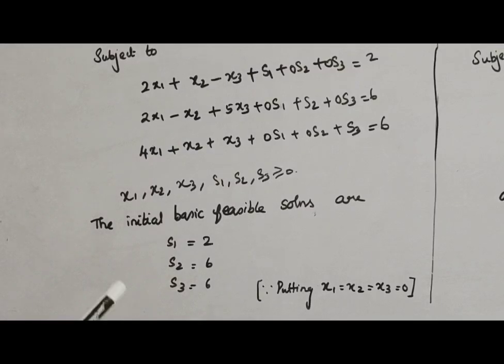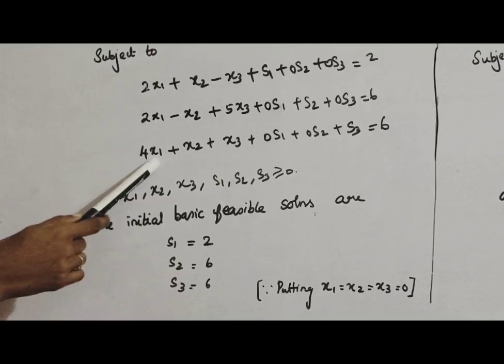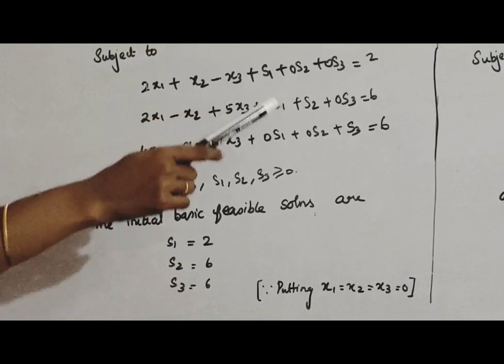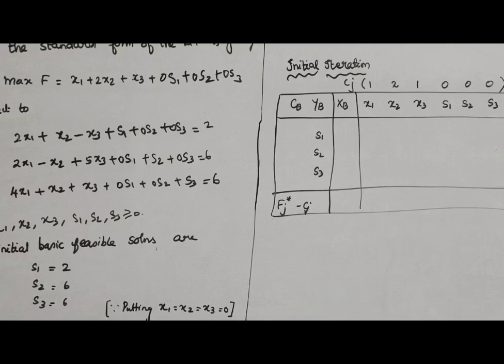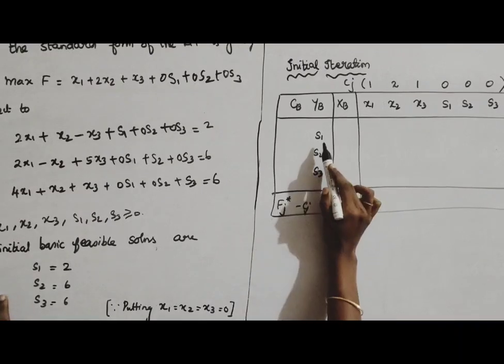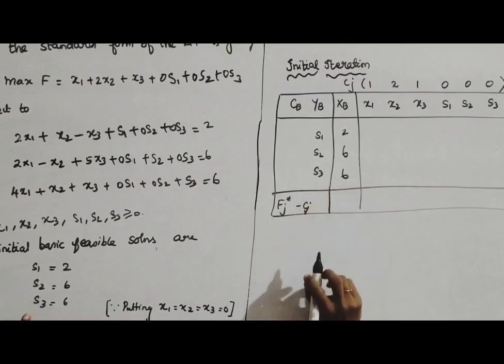Now we have to move on to the initial basic feasible solution. How do we obtain it? By putting the non-basic variables x1, x2, x3 equal to 0 in these three constraints, we get the basic variables as s1 is equal to 2, s2 is equal to 6 and s3 is equal to 6. Now we have to proceed with the initial iteration. The initial basic feasible solutions are s1 is equal to 2, s2 is equal to 6 and s3 is equal to 6.